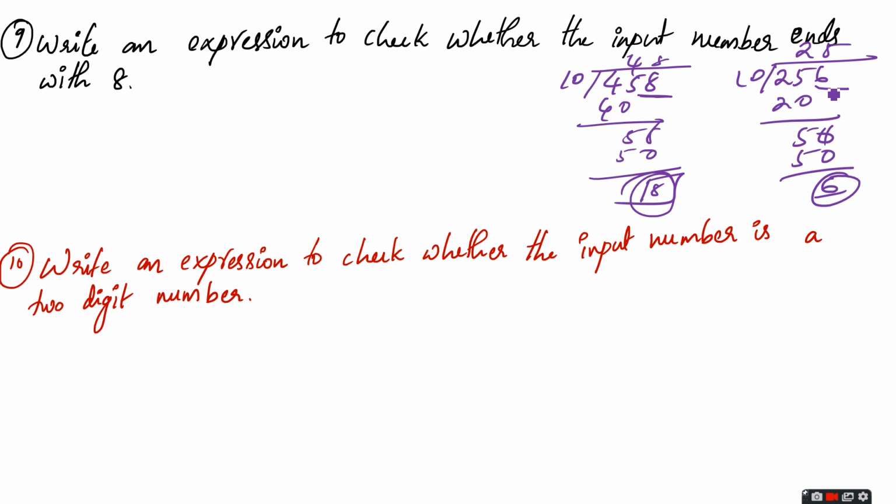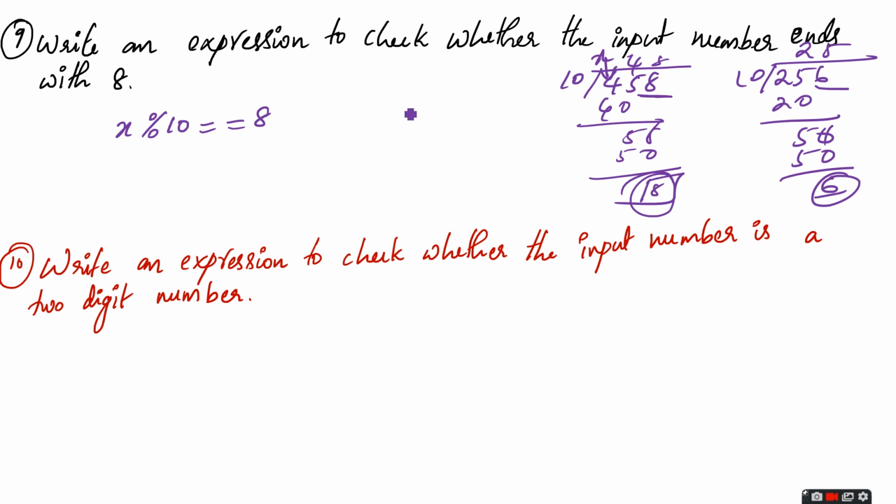That means the number ends with 6. So in order to check the end digit of a number, we can divide that number by 10 and find the remainder. Now see here, the number I have input is 458. In order to input the number, I need the help of a variable. I'm taking it as x. Now right here, when x is divided by 10, that means x mod 10, then the remainder should be equal to 8.